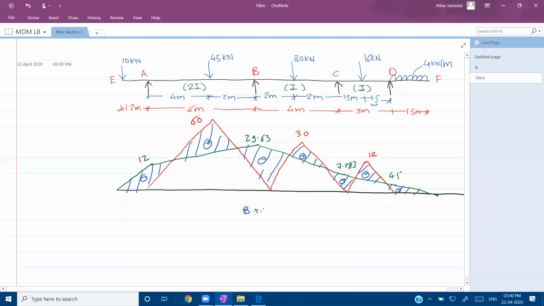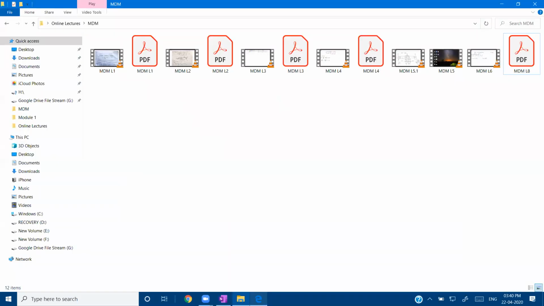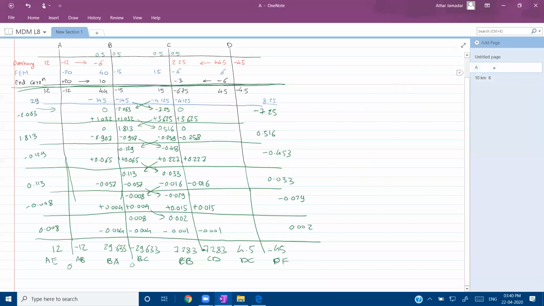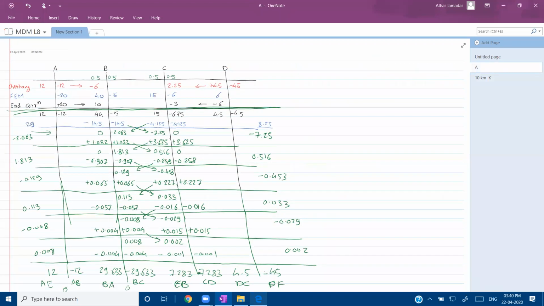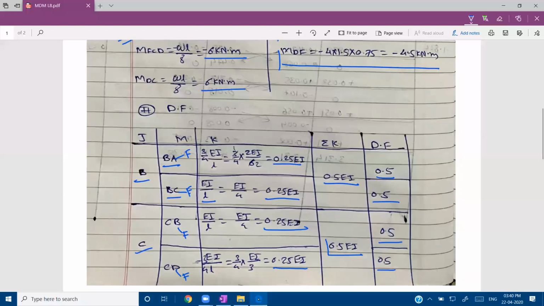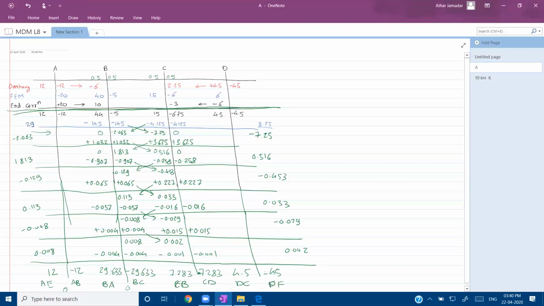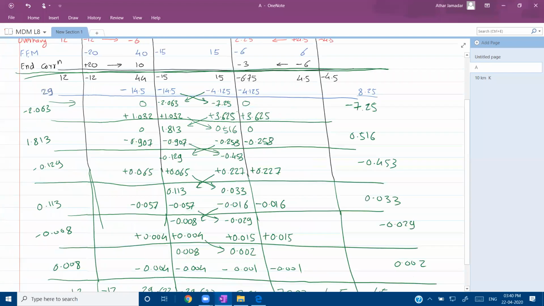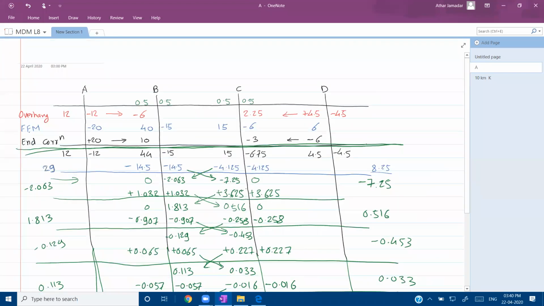This is your BMD in kilonewton meter. So what are the important points to be remembered in case of a two span continuous beam is that your MDM table. That is only important here. First of all, we will see this problem once again. The span moment calculation and distribution factor calculation is not a very big part, but here in this problem, I have also added this overhang.